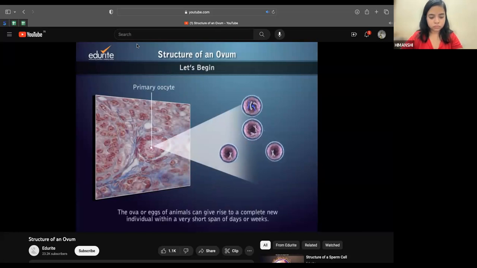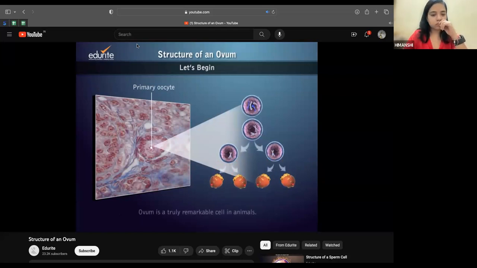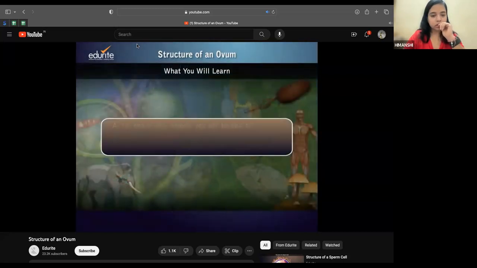Did you know that the ova or eggs of animals can give rise to a complete new individual within a very short period of time of days or weeks? Doesn't this make the ovum a truly remarkable cell in animals? Come, let's learn more about the structure of this remarkable cell. At the end of this module, you will be able to describe the structure of a mature ovum.